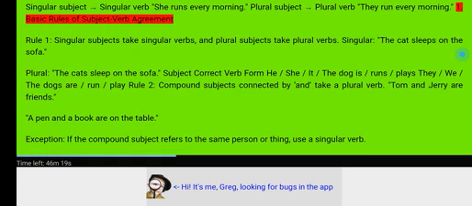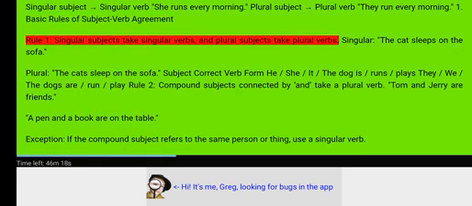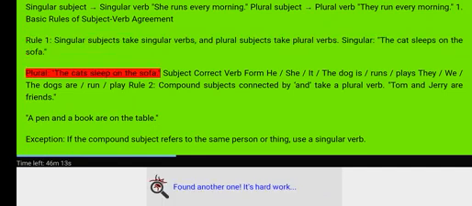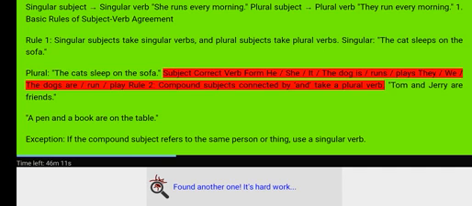1. Basic rules of subject-verb agreement. Rule 1. Singular subjects take singular verbs, and plural subjects take plural verbs. Singular: the cat sleeps on the sofa. Plural: the cats sleep on the sofa. The dog runs, plays; the dogs run, play.